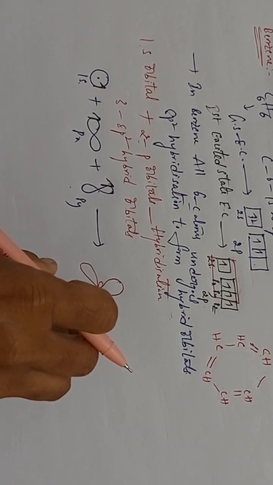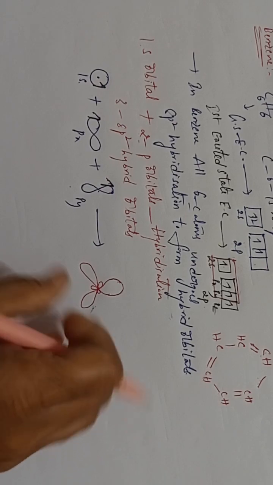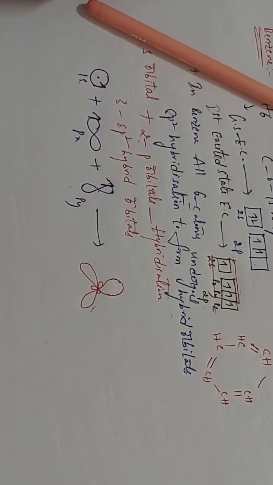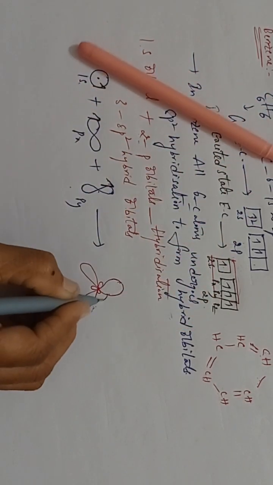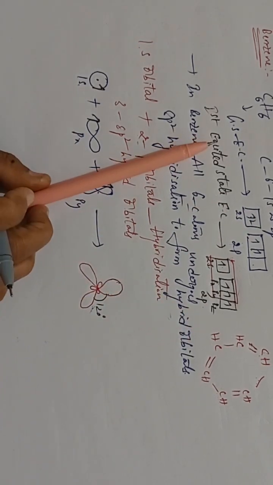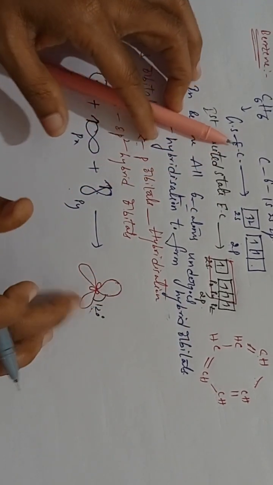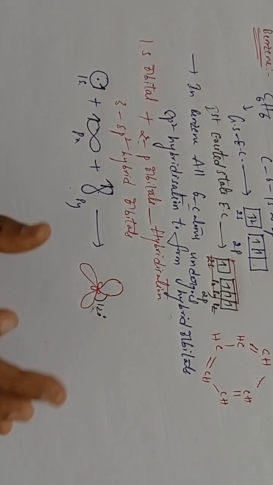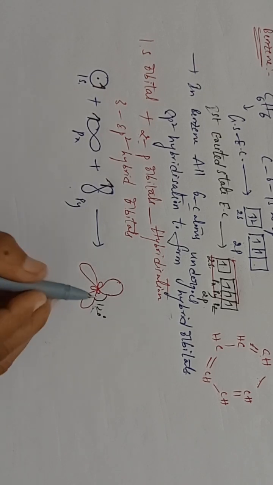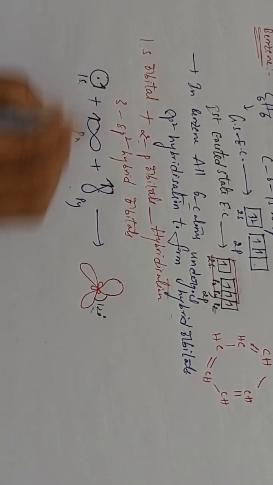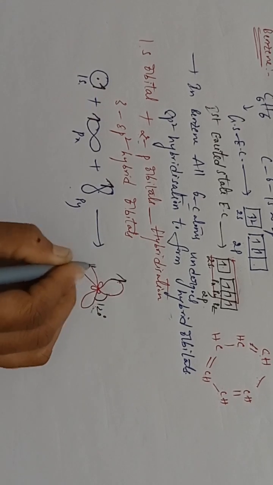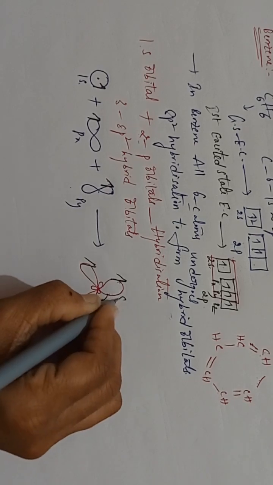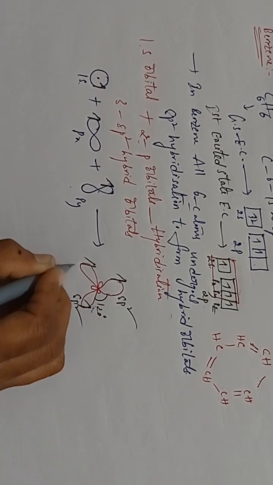These hybrid orbitals are present in a plane with an angle of separation of 120 degrees. Here the angle is 120, here the angle is 120. All sp2 hybridized orbitals are lying in the same plane. So here total 3 electrons, 1, 2, 3. Understood? These 3 are sp2 hybridized orbitals.